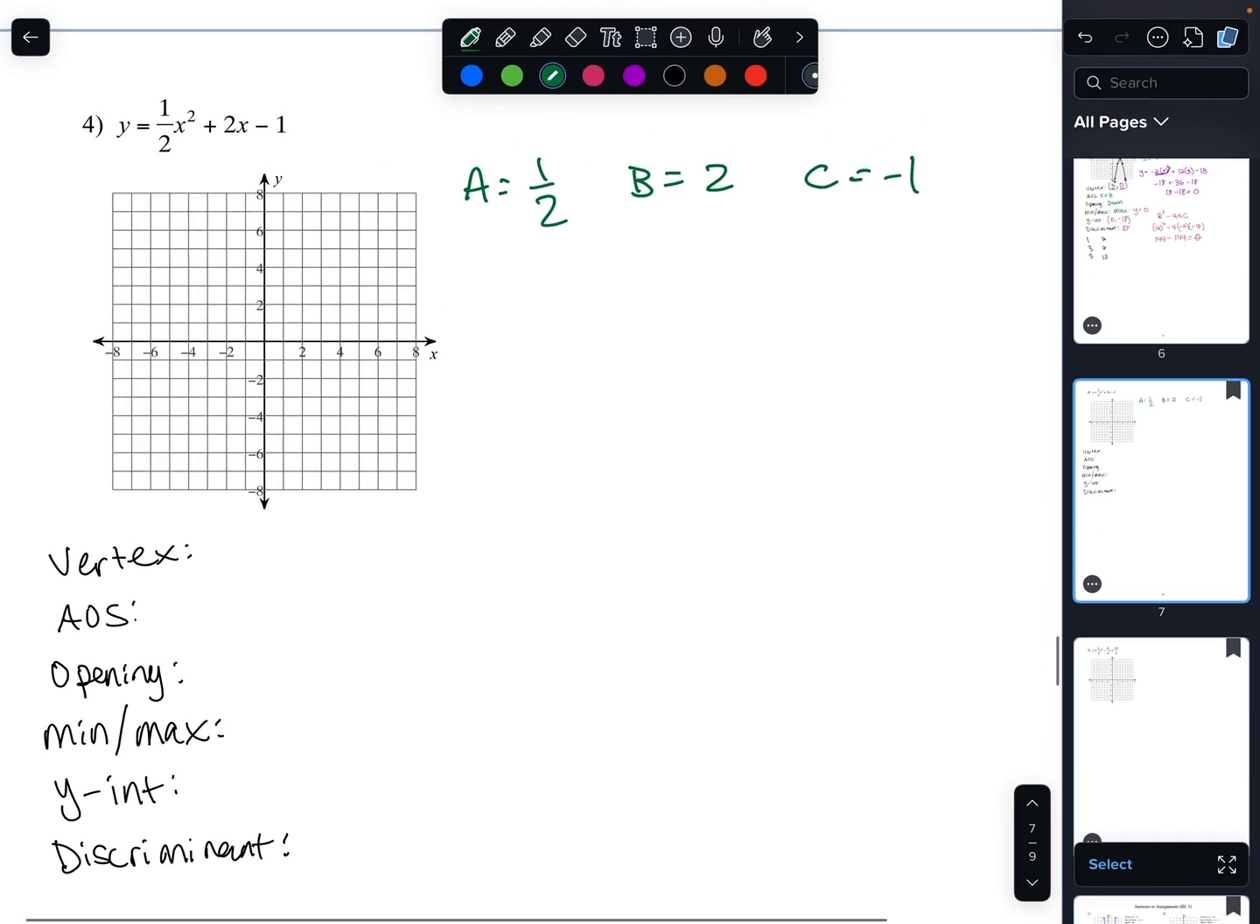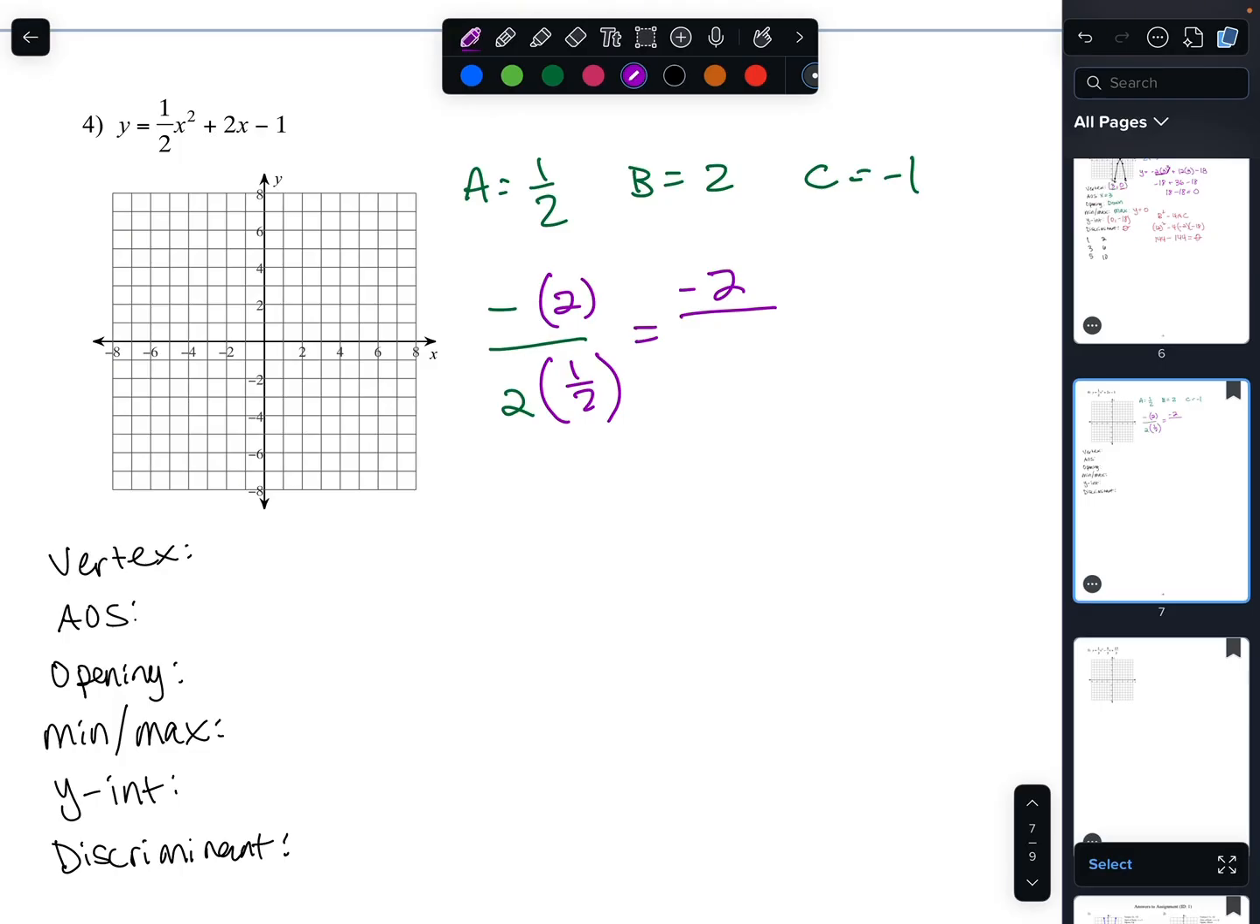All right, so we got to find the vertex, negative B over 2A. And then I got to put my B there. And my A is 1/2. So this ends up becoming negative 2. And then 2 times 1/2, that's the same thing as doing this. So we're going to do 2 times 1 is 2, but divided by 2 is 1. And then negative 2 divided by 1 is negative 2. That's the x-coordinate of the vertex. Now I'm going to take that negative 2 and plug it back into the formula.